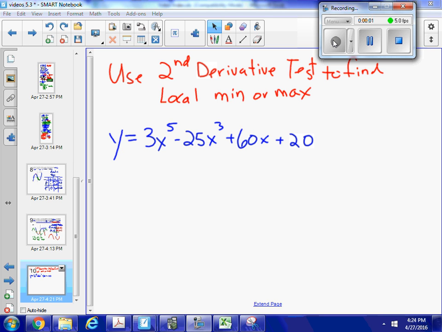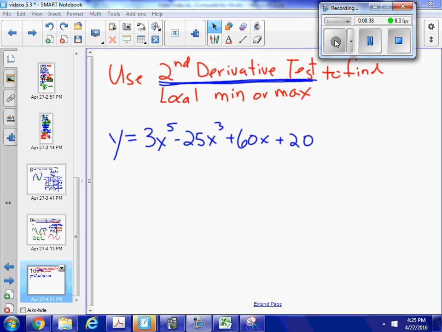In this problem, I need to use the second derivative test to find local minimums and maximums. Now, I still need to find where those local extrema are going to be by finding out where the first derivative is equal to 0. But the second derivative test is going to let me determine sometimes, in this case it will, whether I have a local minimum or a maximum without having to test the intervals of the first derivative. Let me just explain why that's the case for just a second.